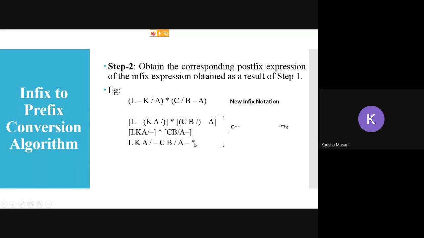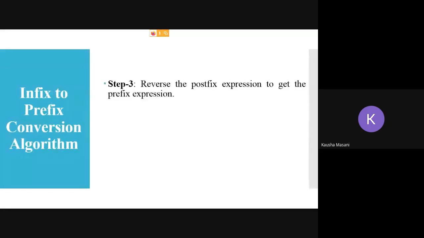Now this conversion is your postfix notation. Okay, you computed your postfix notation. Now what you have to do, this is the end result. LKA divide minus CB divide A minus star. This is your end result right now. Now what you have to do with that end result, step number 3 is to again reverse it. Reverse your postfix to get your prefix. That is your final answer.